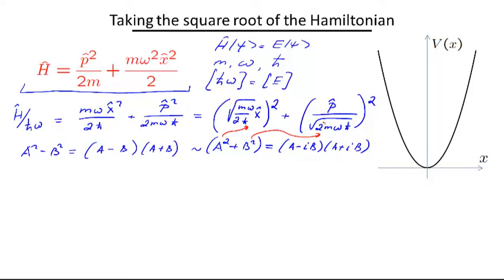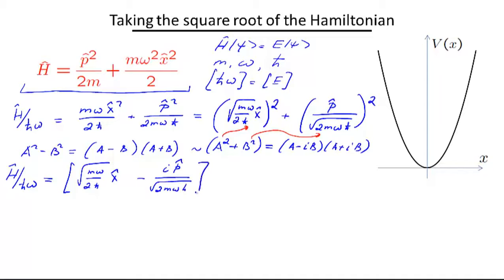And so what I'm going to write is going to be the following. I will represent my Hamiltonian divided by h-bar omega, this energy scale in the problem, as this: square root of m omega over 2 h-bar times x, minus i times momentum divided by the square root of 2 m omega h-bar, times the same thing but with a plus sign here. So square root of m omega over 2 h-bar x plus i p over square root of 2 m omega h-bar.